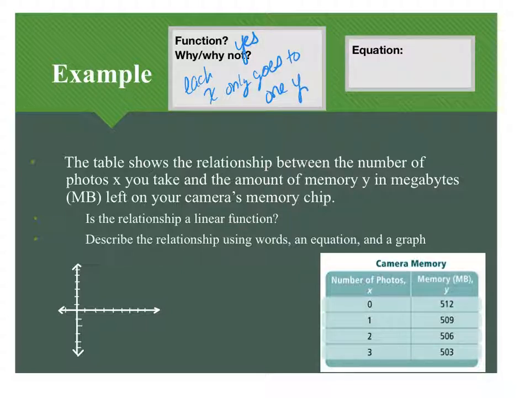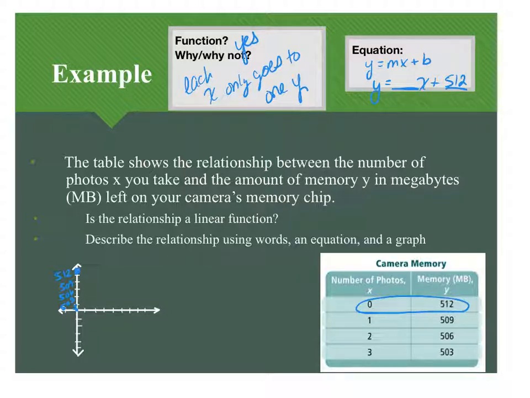But we need to write the equation. Now remember, our equation is y equals mx plus b. So to write an equation, we need our m and our b. Our b is where it crosses the y-axis. So this is our b. So our b is going to be 512. Because I know I'm going to plot that point, and that point is going to be right here at 512. So 509, 506, 503. And we're going to skip some numbers here.